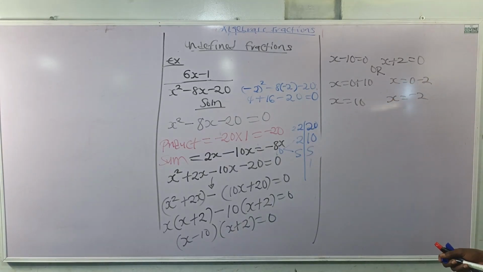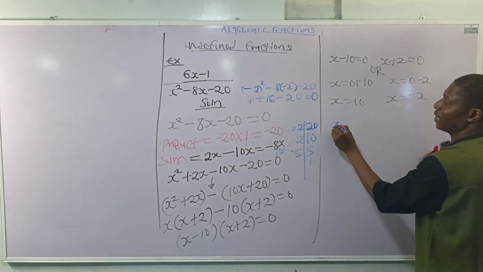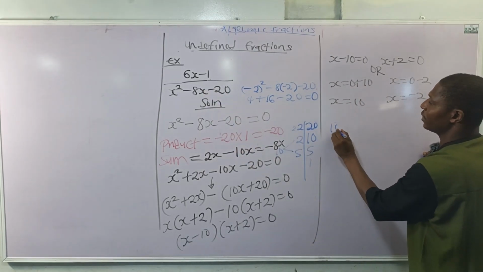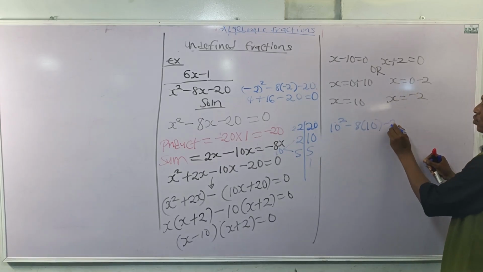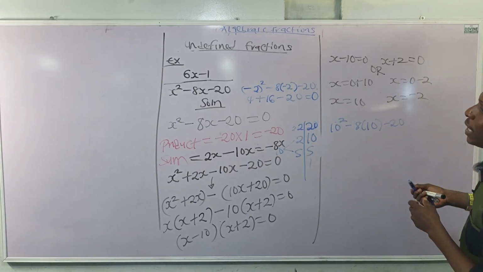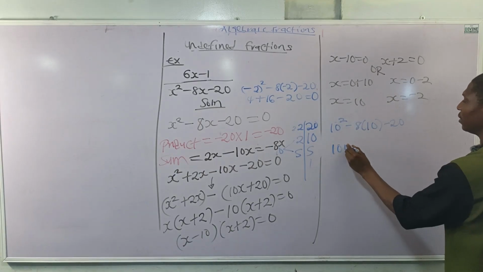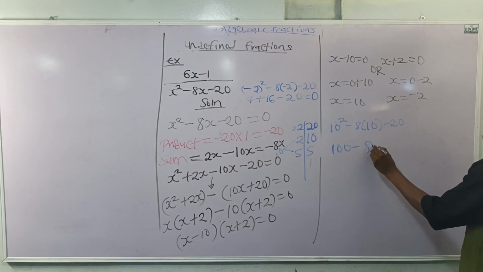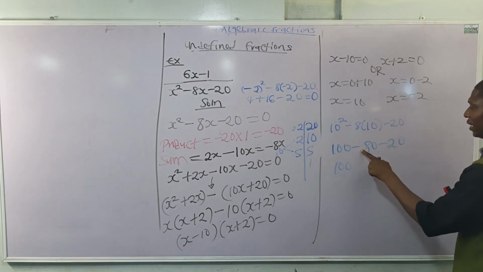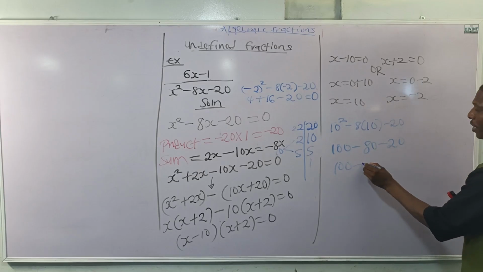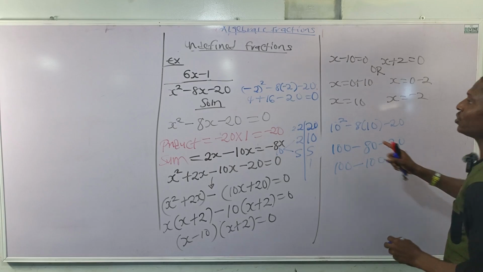And for the other one, we have x as 10. So I'll simply have 10 squared minus 8 bracket 10 minus 20. Now, 10 squared is 100, minus 8 times 10, 80, minus 20. This will give me 100 minus 80 minus 20, which will give me minus 100. And 100 minus 100 is 0. So you see, both give 0.